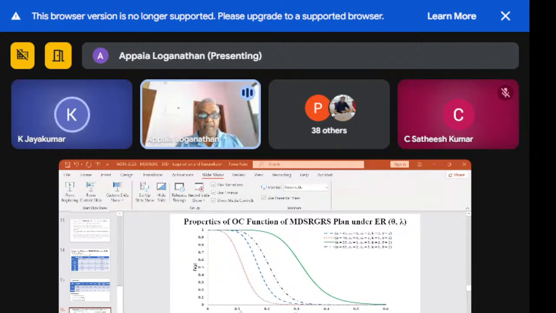So this is exhibited here. The x-axis exhibits the values of T over M, and the corresponding values of P, the lot acceptance probability, are located along the y-axis. So when T over M increases, that is, the ratio of test termination time to median lifetime increases, the lot acceptance probability decreases.